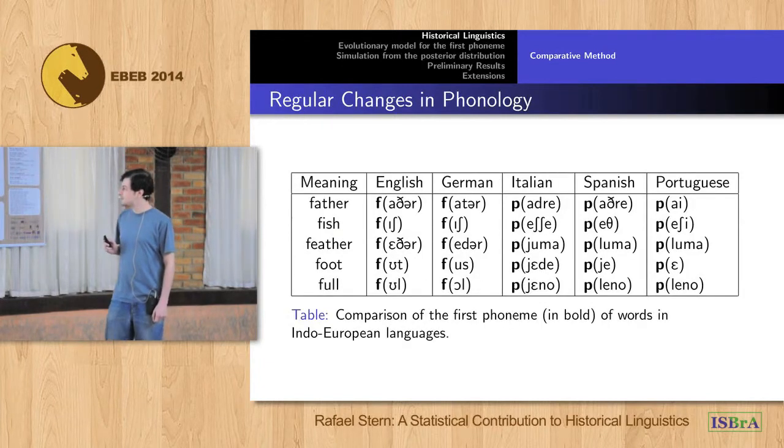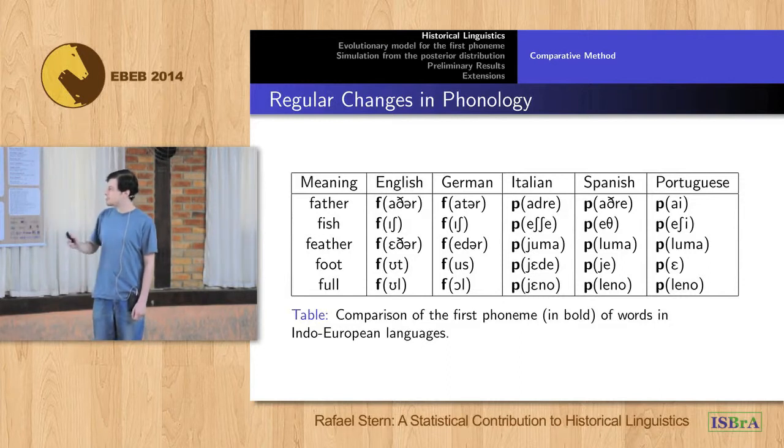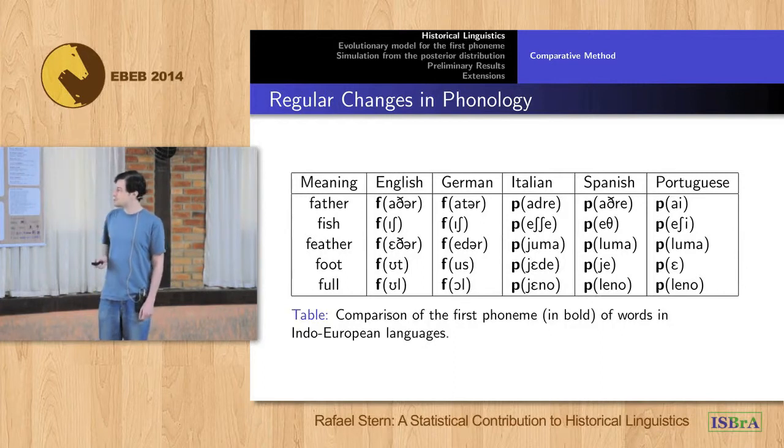So, for example, in this table, you can see that Italian, Spanish, and Portuguese are similar because the first letter is P for all of the meanings, right? And we know that English and German are also similar because the first phoneme is F for all of the meanings. But English and German are also similar to Italian, Spanish, and Portuguese, and their dissimilarity can be explained by a regular change. That is, all F's become P's, or all P's become F's, right? So this gives us evidence that English and German are also related to Italian, Spanish, and Portuguese.